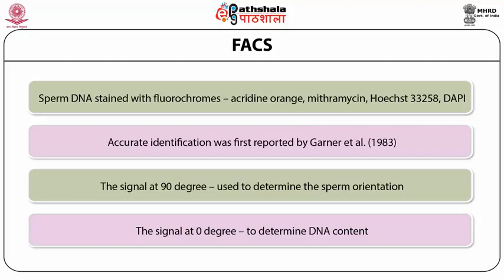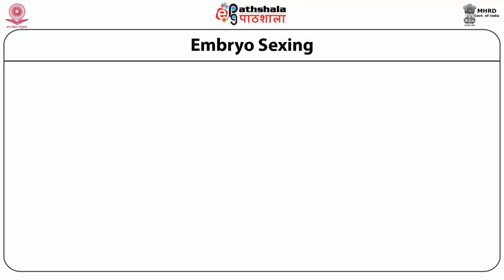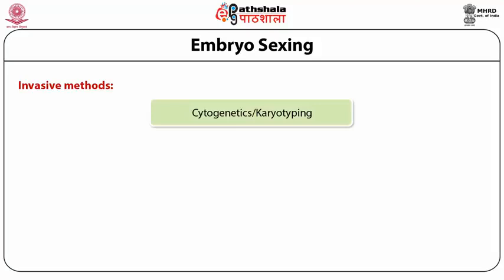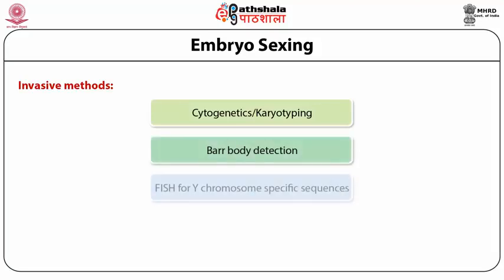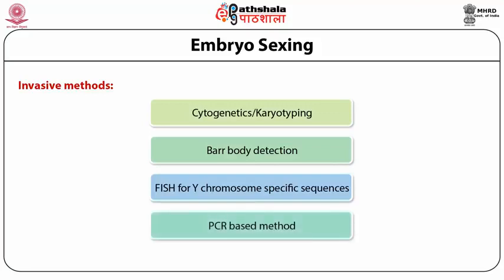That is unpredictable. Embryo can be sexed by two methods: one is invasive and the second is non-invasive. Invasive methods include injecting a needle into the embryo and taking out certain cells. So this procedure may be dangerous. It may kill the embryo or it may lead to abnormal development. Important invasive methods are karyotyping, Barr body detection, FISH for Y chromosome specific sequences, and PCR based methods.